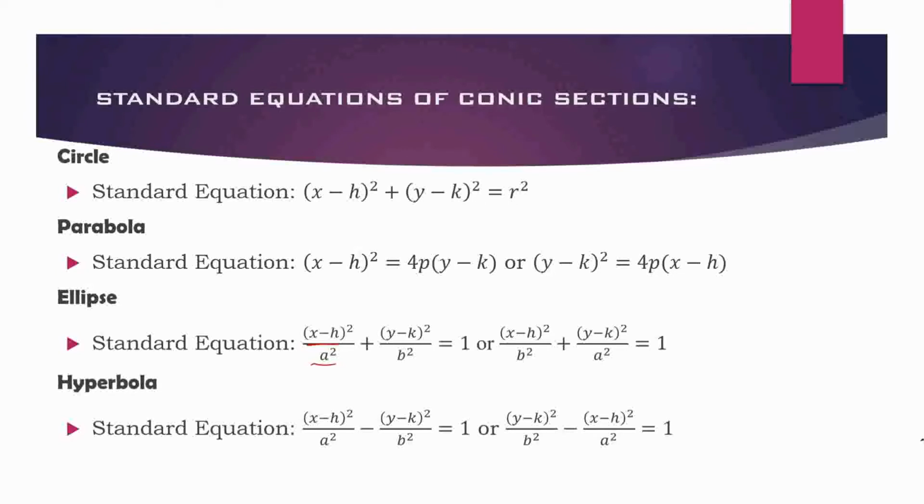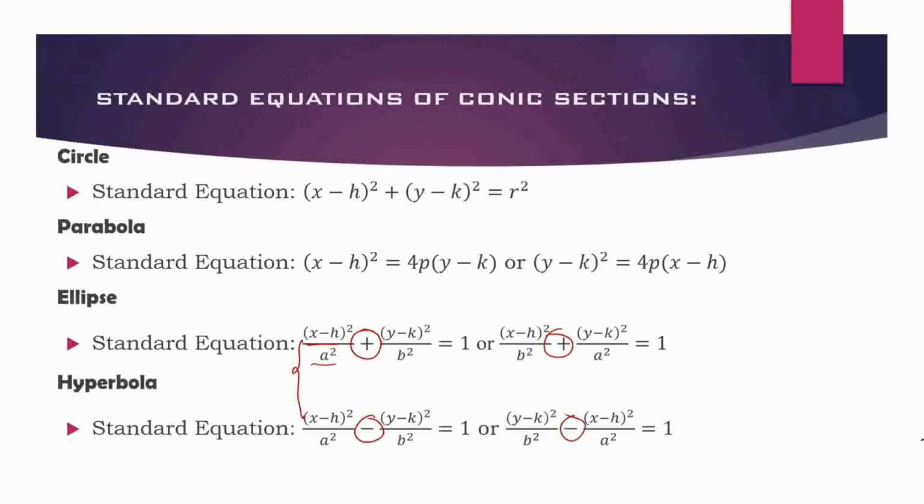Next is sa hyperbola. (x - h)²/a² - (y - k)²/b² = 1, or (y - k)²/b² - (x - h)²/a² = 1. So, kung mapapansin nyo dito, almost same sila ng ellipse. Yung operation lang yung nagkaiba sa kanila.